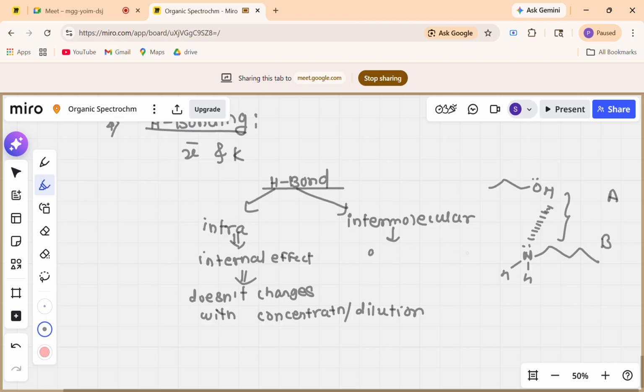Now if the hydrogen bonding is happening in your molecule, it depends upon these two components, A and B, right? So in that case it particularly depends upon the concentration. So at low concentration or dilution, the effect of hydrogen bond will basically decrease.